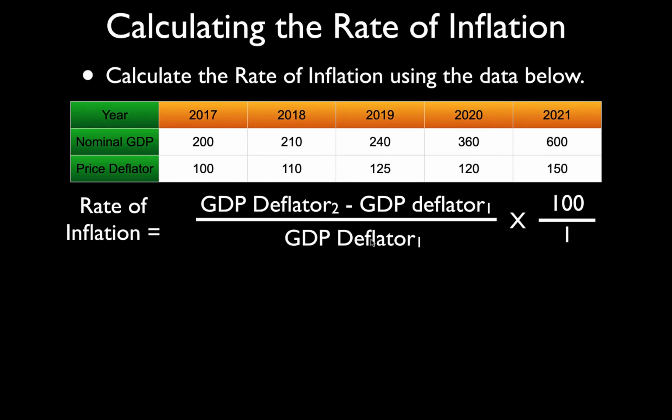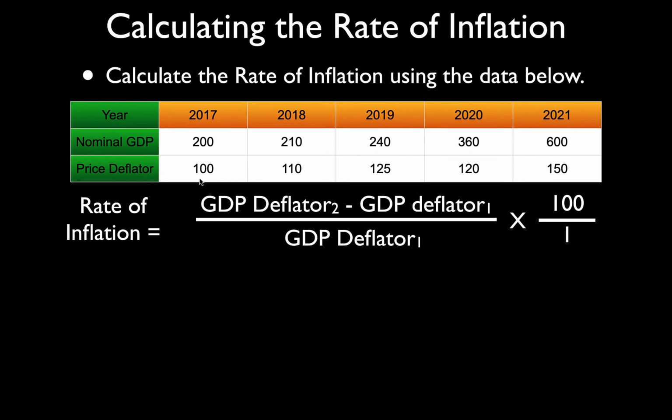The way that we measure the rate of inflation is we compare 2 years and we take the GDP deflator, which is these numbers here. These are the index numbers. We take the GDP deflator in the second period, take away the GDP deflator from the first period, and divide it by the GDP deflator in the first period, multiplying that answer by 100 over 1. In every single one of these I am comparing the change in prices over a period.